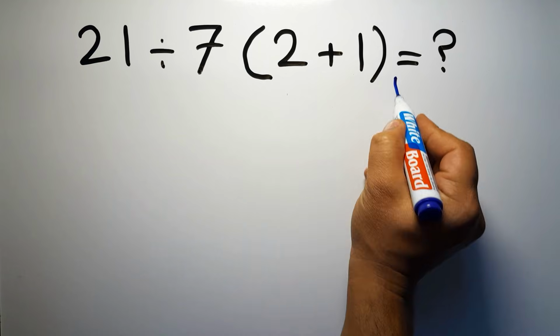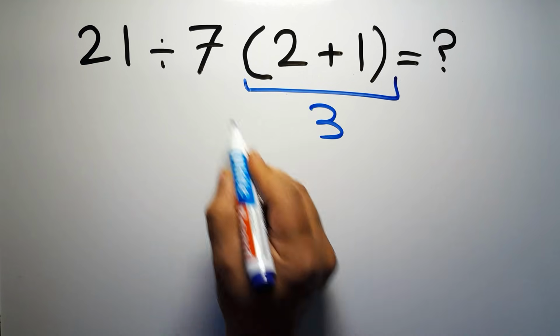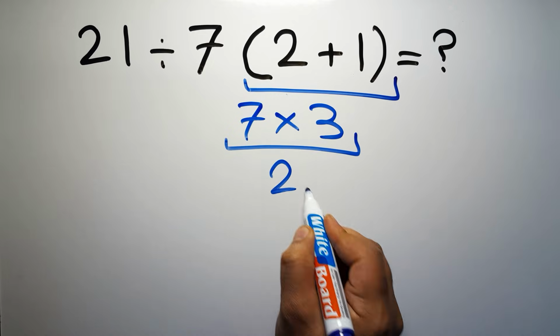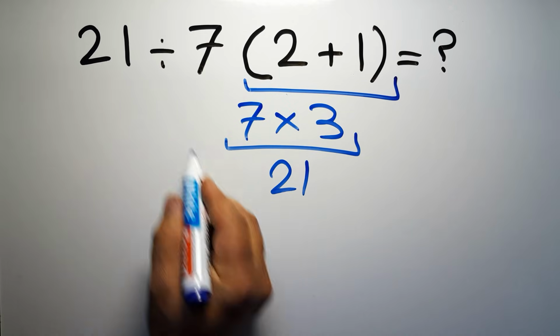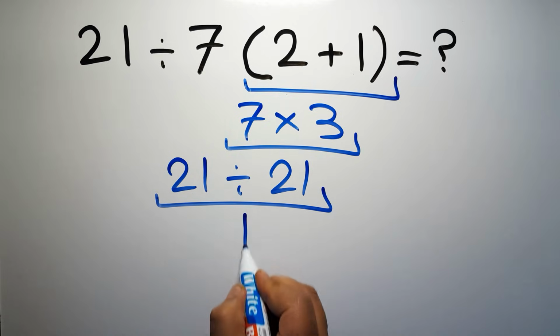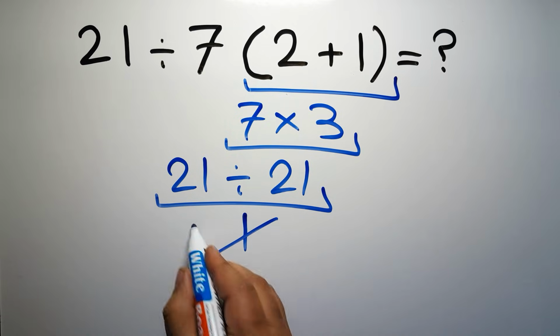2 plus 1 equals 3. And 7 times 3 equals 21. So 21 divided by 21 gives us 1. But this answer is not correct.